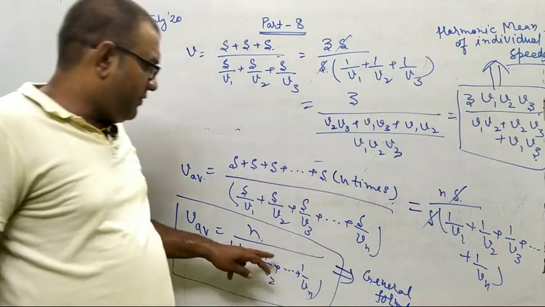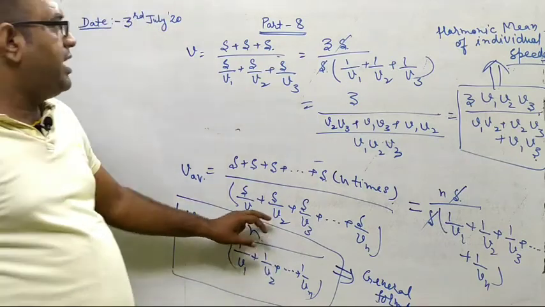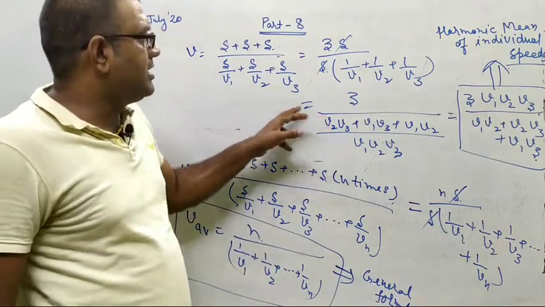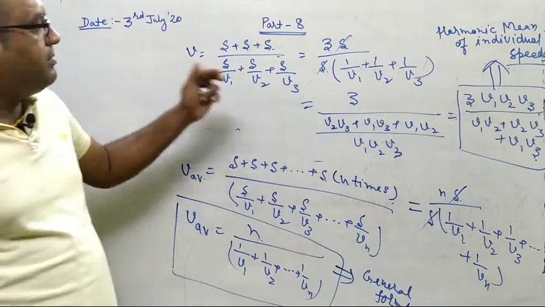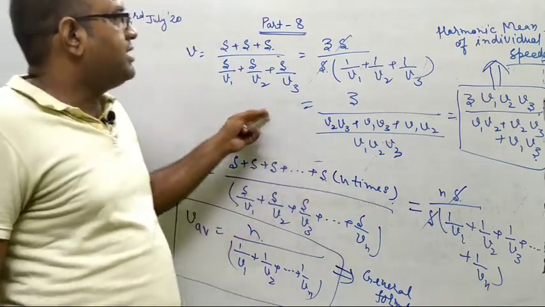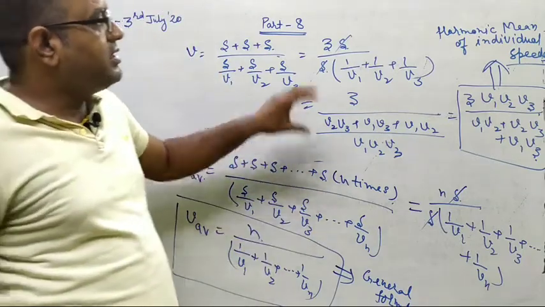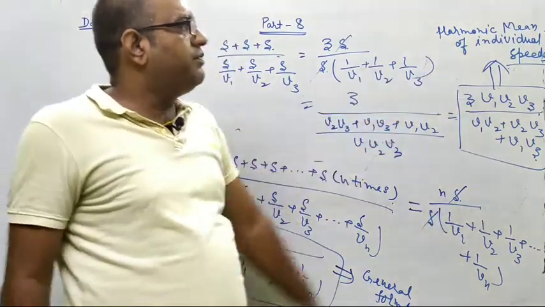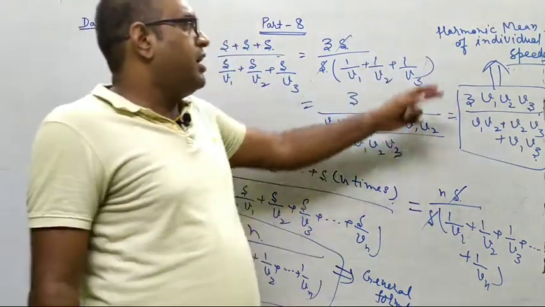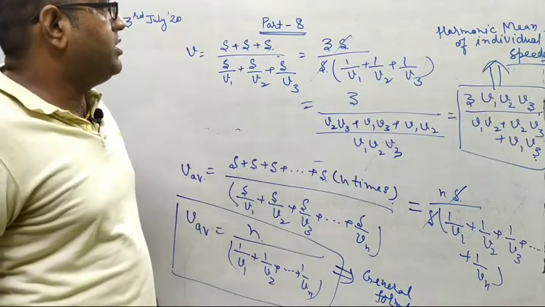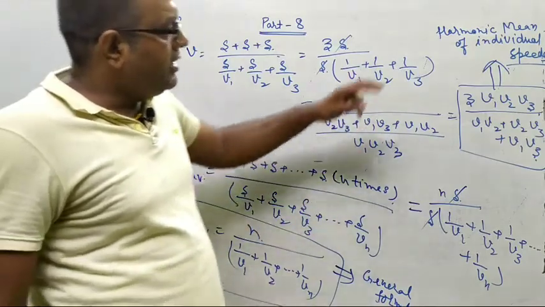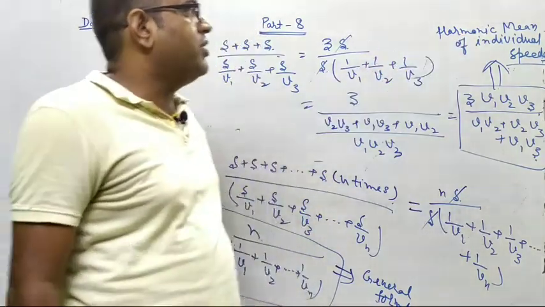The same thing is that for n we had calculated and we had summarized it for 3 cases, and after summarizing it for 3 cases we had seen it is nothing, it is simply the harmonic mean of individual speeds. You had studied about harmonic progression in mathematics, and in that case you had studied about harmonic mean.